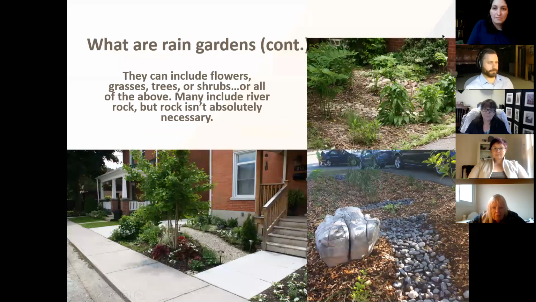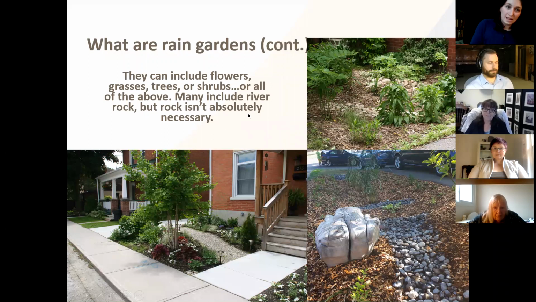Similarly, rain gardens can include all different kinds of plant materials. They can include flowers, grasses, shrubs or even trees. It doesn't mean necessarily that any plant is appropriate for a rain garden, and we'll talk more about that as well in the second workshop. But there are a lot of options.